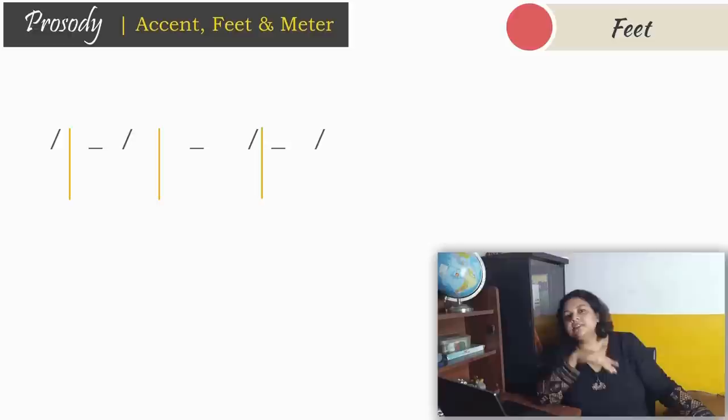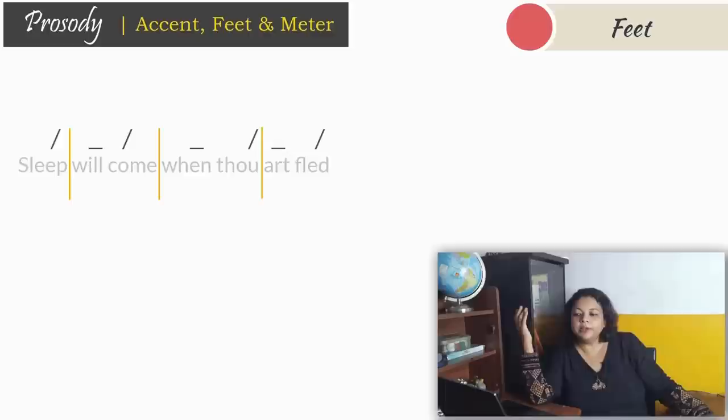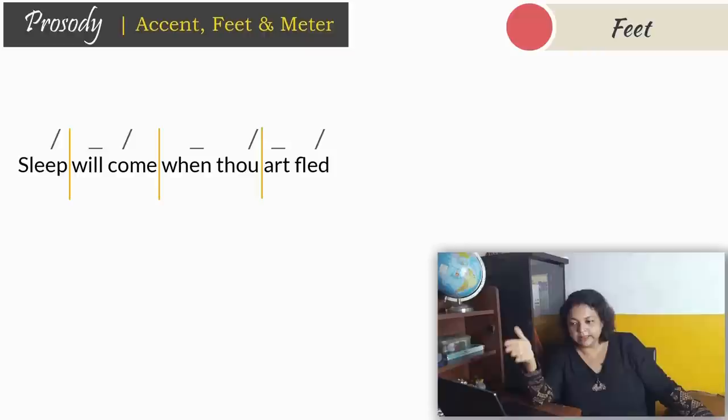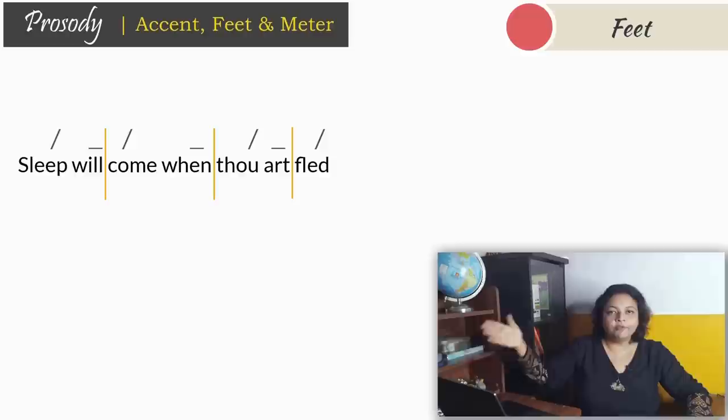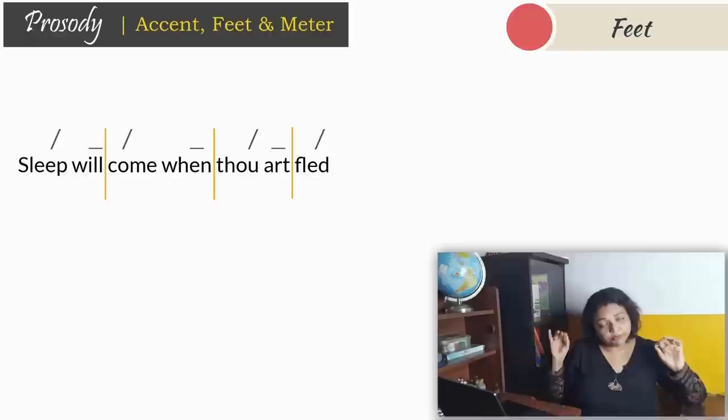Take, for example, the line, "Sleep will come when thou art fled." You want to put stress on the word sleep. And you can say that this is a trochaic line. Sleep will come when thou art fled. So you have 1, 2, 3, and 4, 4 feet. The last is catalectic. Right? This is correct. Absolutely correct.